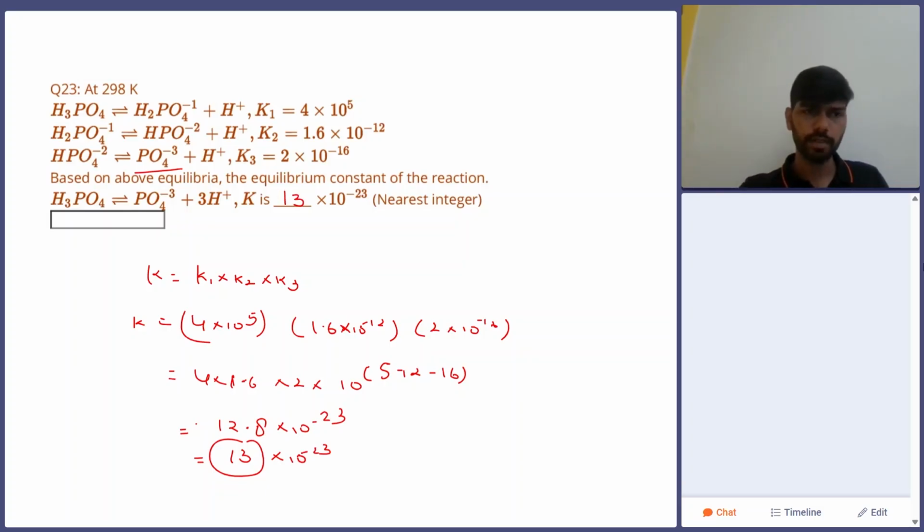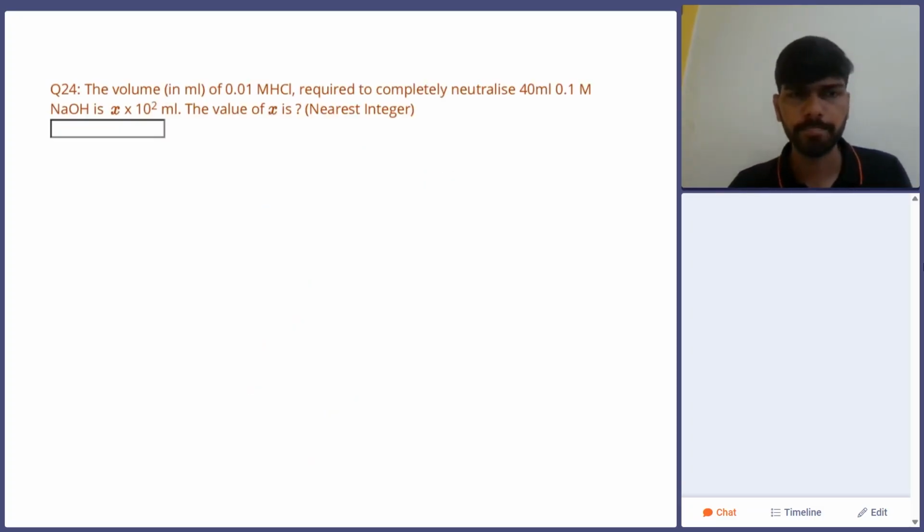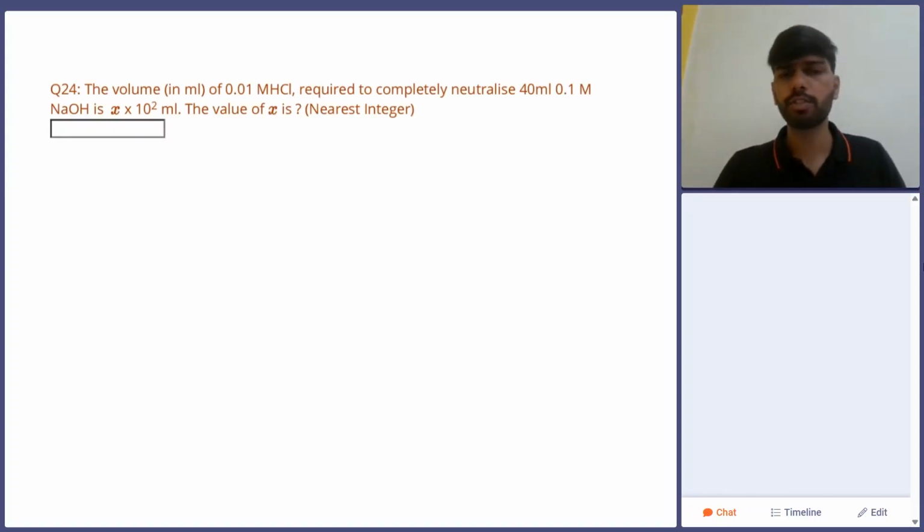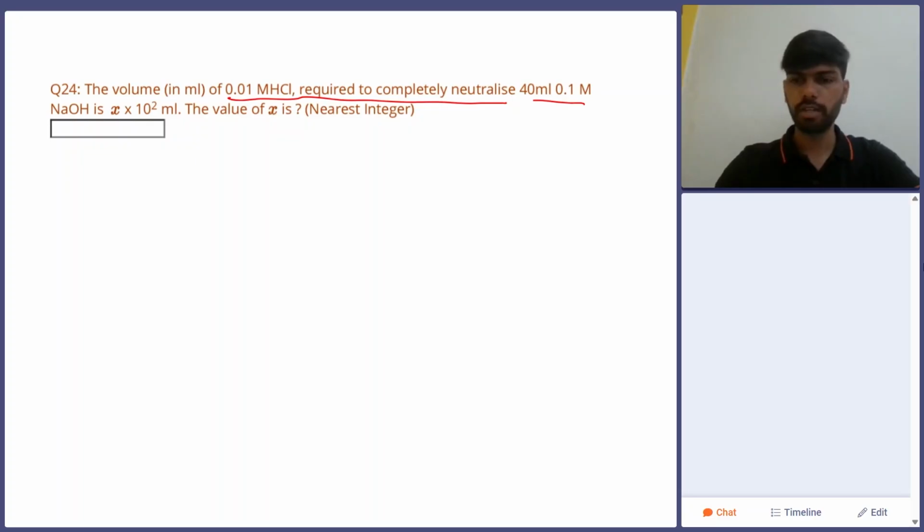Okay, students. Next question. The volume in ml of 0.01 molar HCl required to completely neutralize 40 ml of 0.1 molar NaOH is x into 10 to the power 2 ml. The value of x is what? So how to find the value of x? See, the volume of 0.01 molar HCl required to completely neutralize 40 ml of 0.1 molar NaOH is this one.